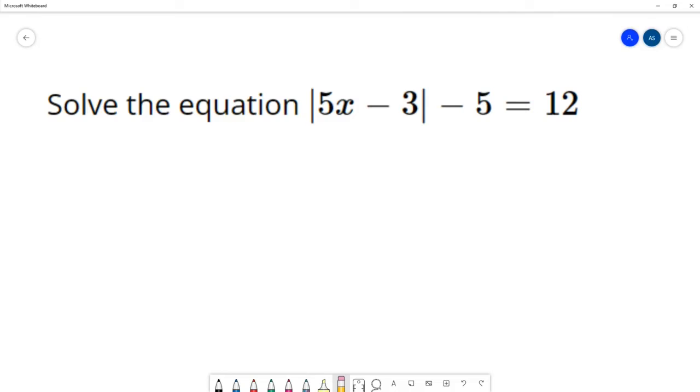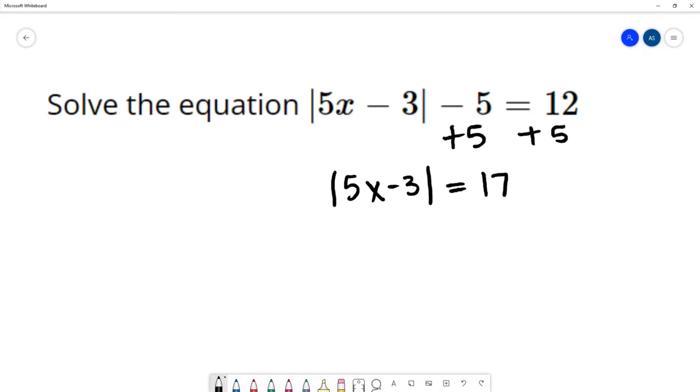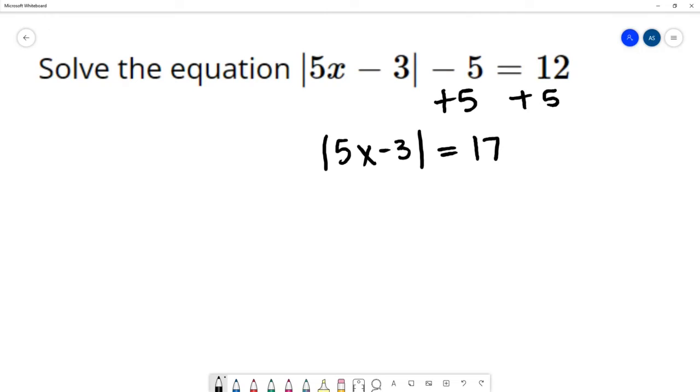Here we have the absolute value equation: absolute value of 5x minus 3, minus 5 equals 12. Well, we will have to consider having two cases for this example, but before we consider the cases, we need to isolate the absolute value on one side of the equation. We're going to add 5 to both sides, giving us absolute value of 5x minus 3 equals 17. Once we isolate that absolute value, now we can see the two cases.